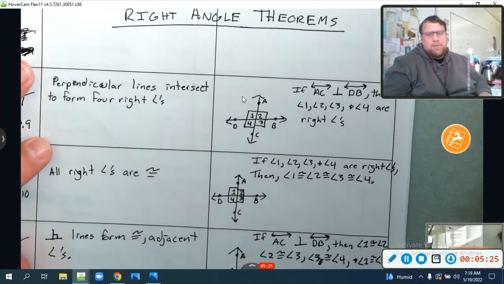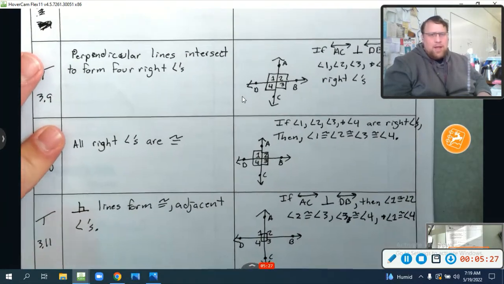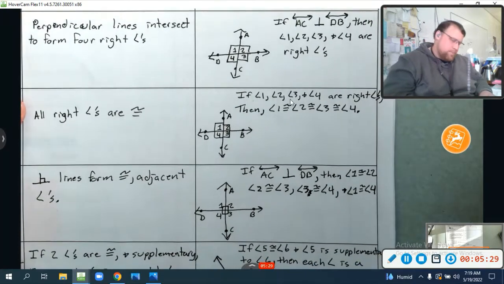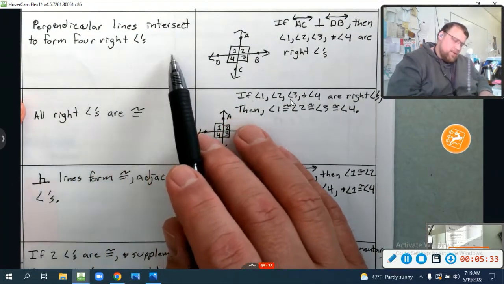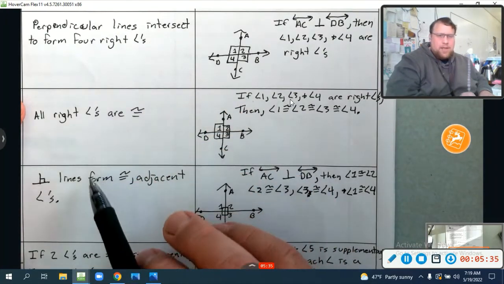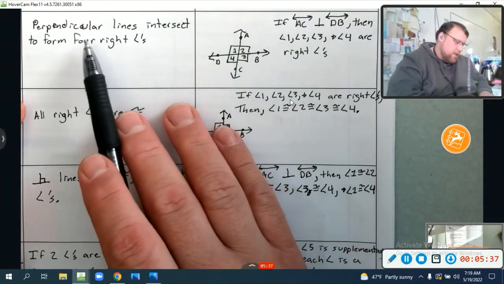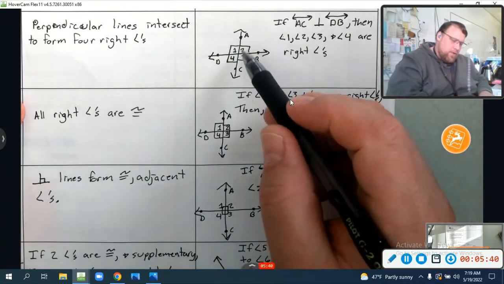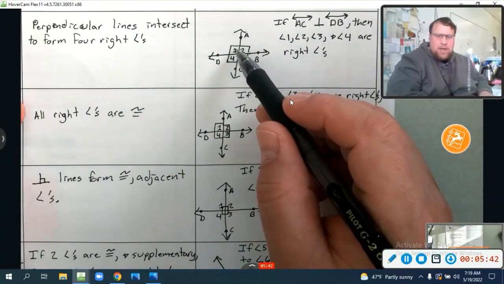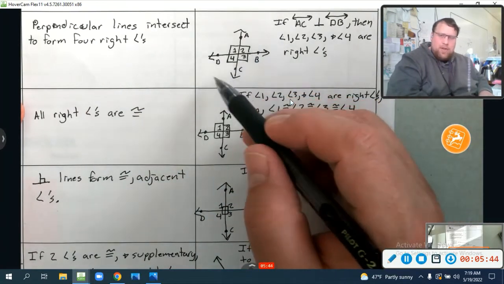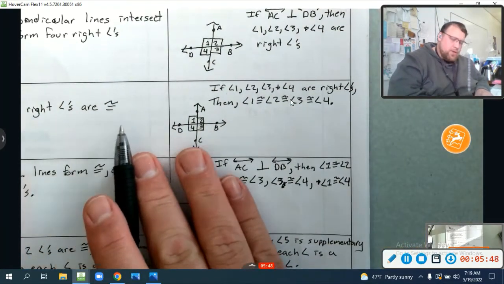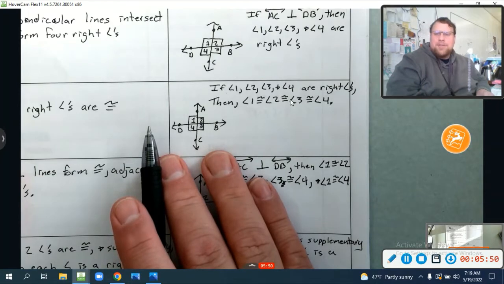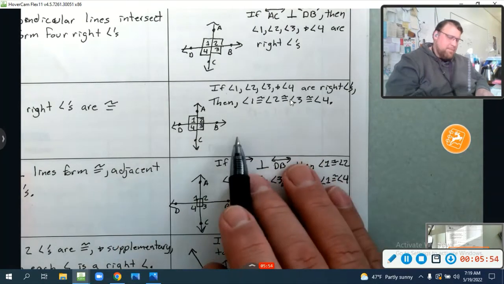Right angle theorem. So these are all theorems following that have to do with right angles. Perpendicular lines intersect to form four right angles. Notice I start using more and more shorthand as I go along. Get used to it. It's okay. So if they're perpendicular, by definition, they meet at right angles, which means all the angles become right angles. Just is what it is. All right angles are congruent. Well, if they're all right angles, then they're all 90 degrees, which means they're all congruent, but you still have to say it.